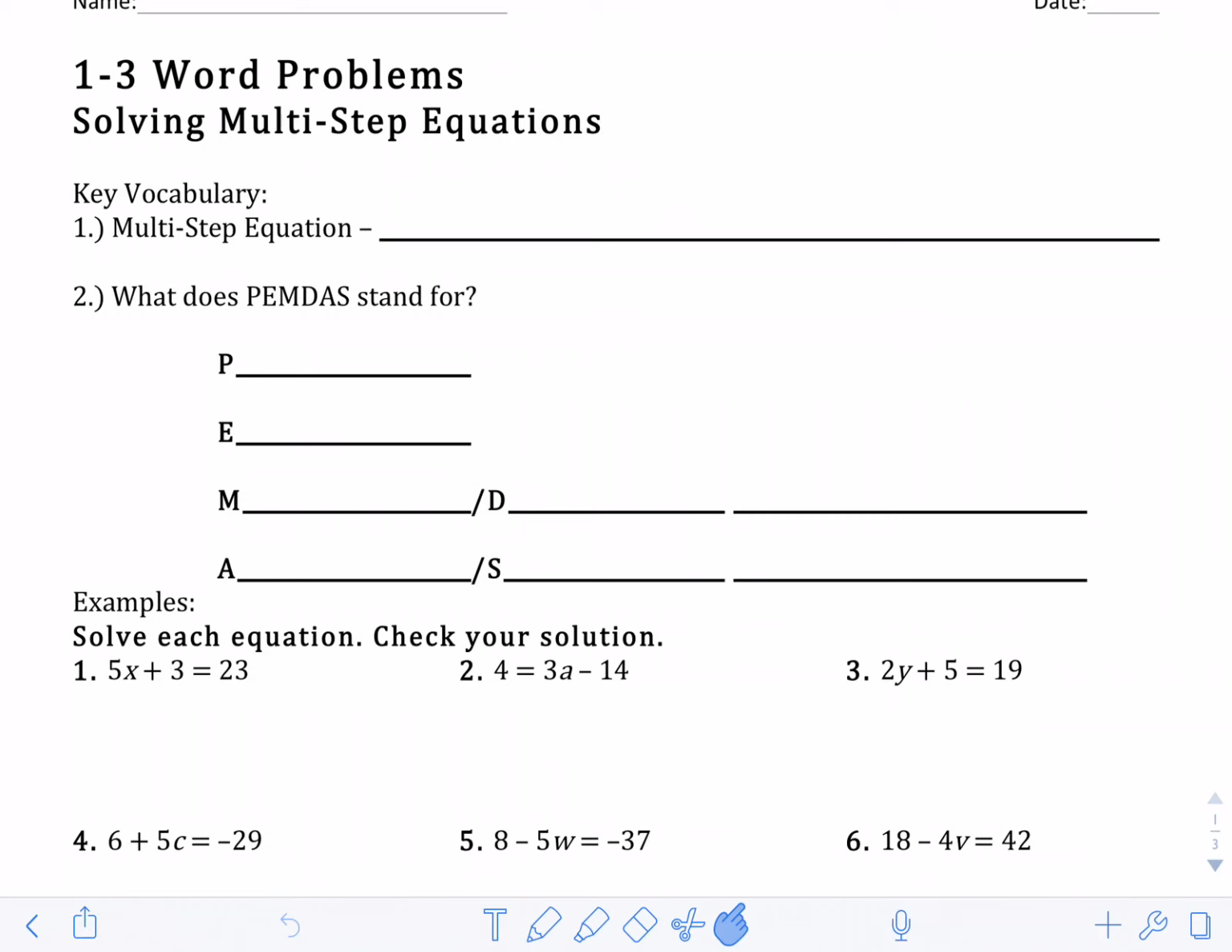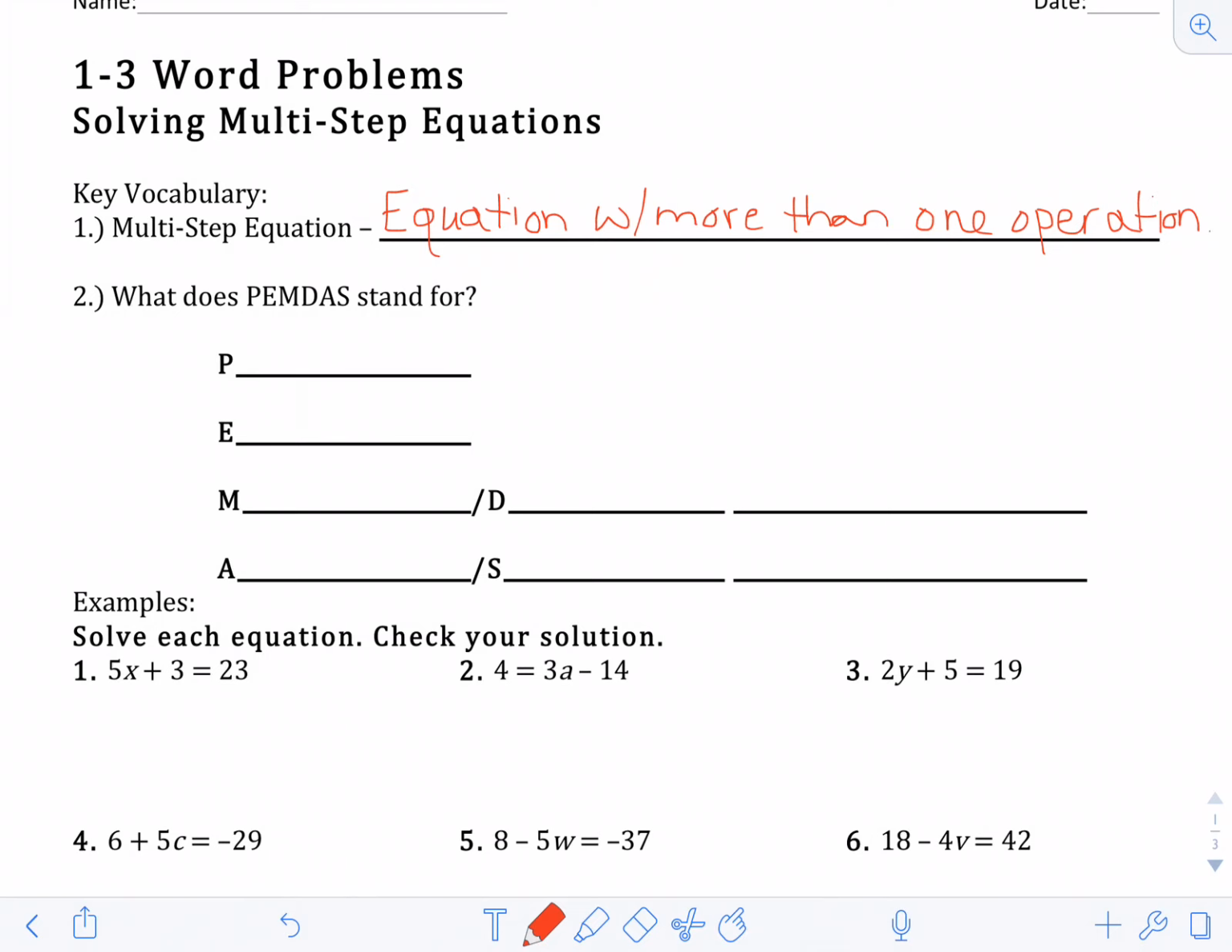Multi-step equation: all this is just an equation with more than one operation. Then it asks, what does PEMDAS stand for? That's our second question. These are the operations that you could see in these multi-step equations, but there is an order that you have to do these in.